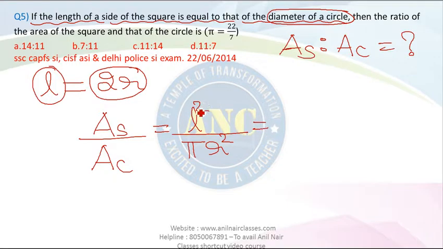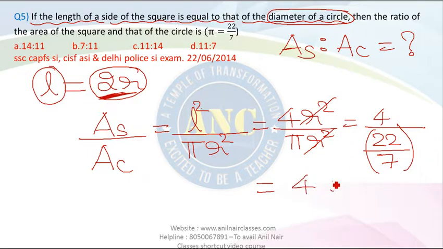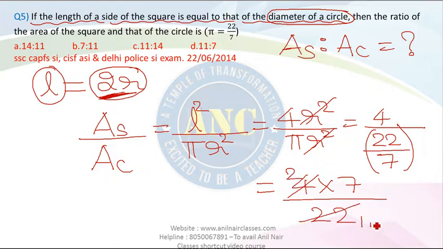So this can be written as, but in this question L value is nothing but 2r. Substitute. It becomes 2r whole square, which is nothing but 4r square divided by pi r square. R square will cancel. So this is nothing but 4 divided by pi, value is 22 divided by 7. So this goes above. So this is 4 into 7 divided by 22. 2 into 2 is 4, 2 into 11 is 22. So this is 14 divided by 11. The area of the square is to the area of the circle, the ratio is nothing but 14 is to 11, which is nothing but option A.